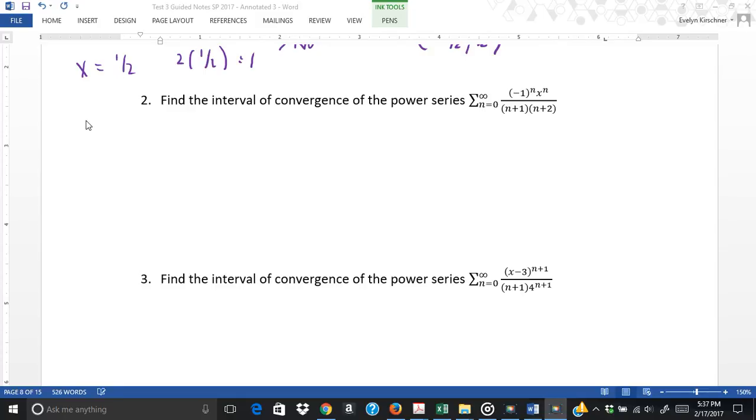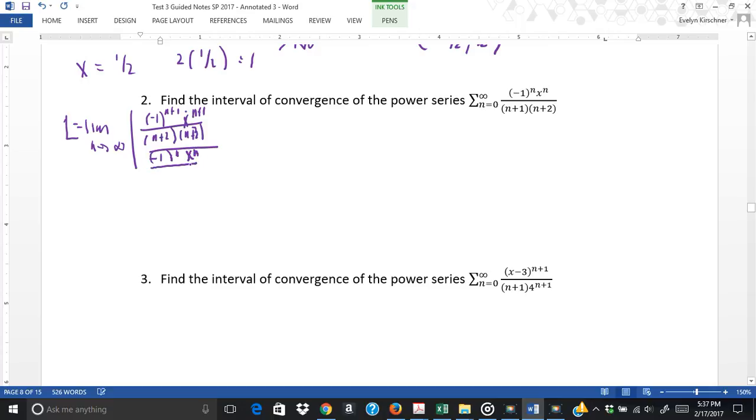I want to look at my ratio. So L is the limit as n goes to infinity of the absolute value of (-1)^(n+1) x^(n+1) over (n+2)(n+3), all over (-1)^n x^n over (n+1)(n+2). This is absolute value, so I don't have to worry about my -1s. So it's the limit as n goes to infinity, and I want to reduce.